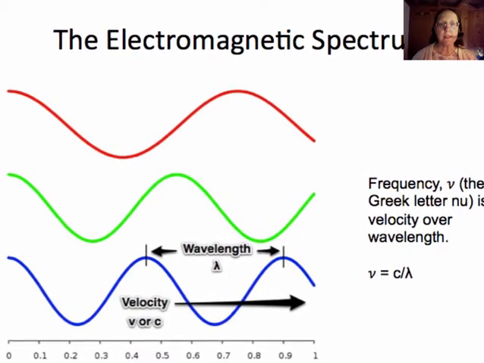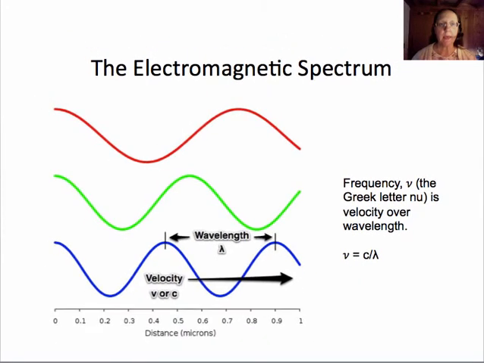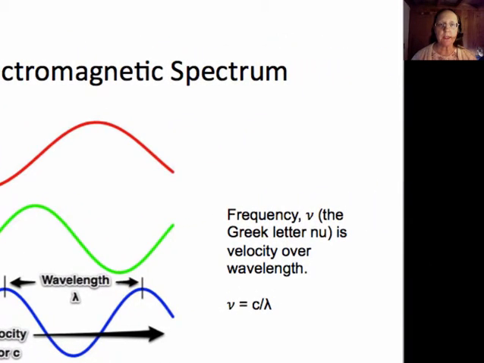Wavelength is the distance from one crest to the next. The symbol for this is the Greek letter lambda. Velocity, or speed, is how fast the wave is moving, symbolized by v, or, in the case of light, c, the symbol for the speed of light. And frequency, which is how often a crest passes any given point, is symbolized by the Greek letter nu.